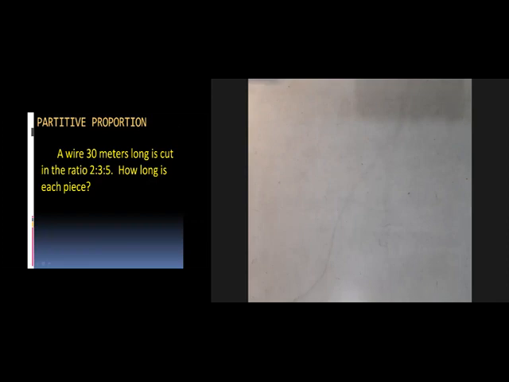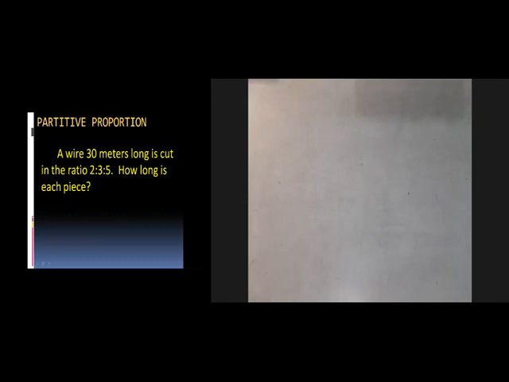2:3:5. Isa pang tip, kung hindi nyo makita yung word na cut, malamang-lamang kapag ang ratio na ibinigay sa inyo has more than 2 terms, partitive proportion yan. Pero, ang talagang pamigay na tip dyan, yung word na cut. Cut in the ratio 2:3:5, yung phrase na yon. So, this is a partitive proportion problem. So, how do we solve such a problem?